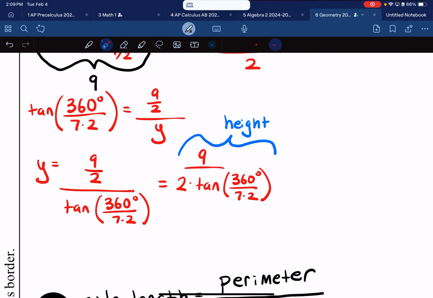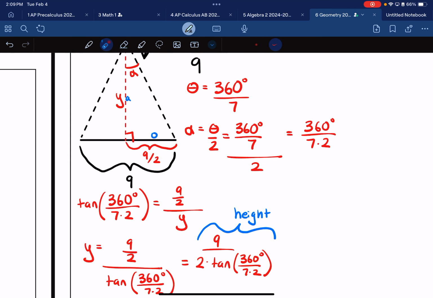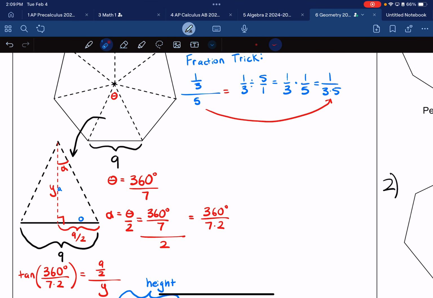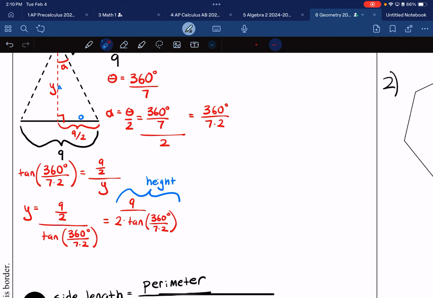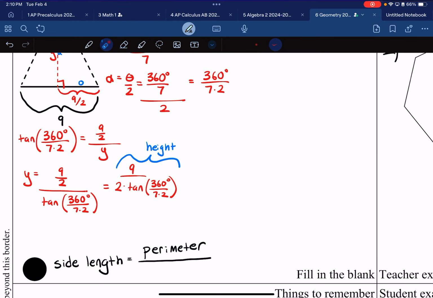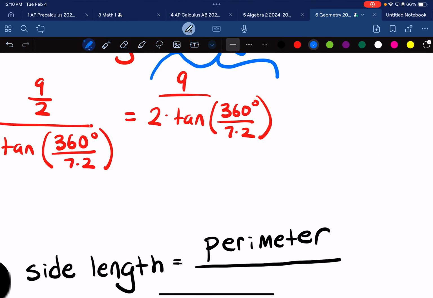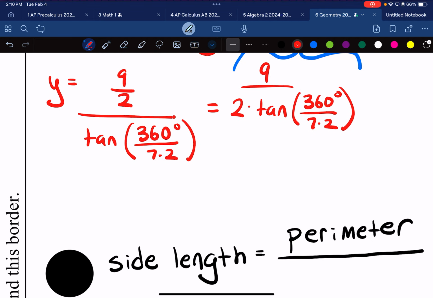Now that we have the height, we need to find the area of the triangle. Again, to find the area of the triangle, we needed the base times the height, this base times the height, and then divide by 2. We have all of those measurements. We're ready to go. So let's go ahead and write down everything that we have. So for our area of the triangle, area of the triangle is going to be base times height divided by 2.